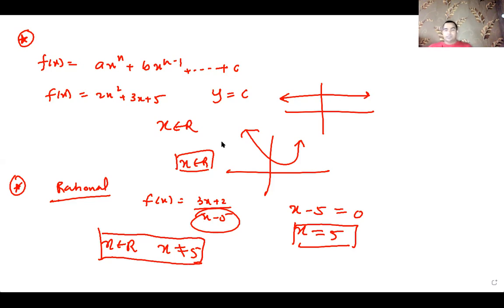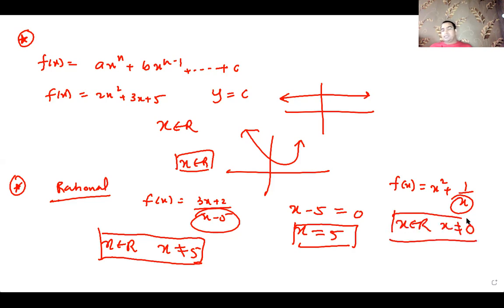Now let's talk about the domain for some more complicated functions in the form of rational functions. Sometimes you'll get something like x squared plus 1 over x. Out here also, the function is undefined when the denominator is 0. So you straight away say x belongs to real numbers, x should not be 0. Any x value that makes your denominator 0 will be excluded from the domain.